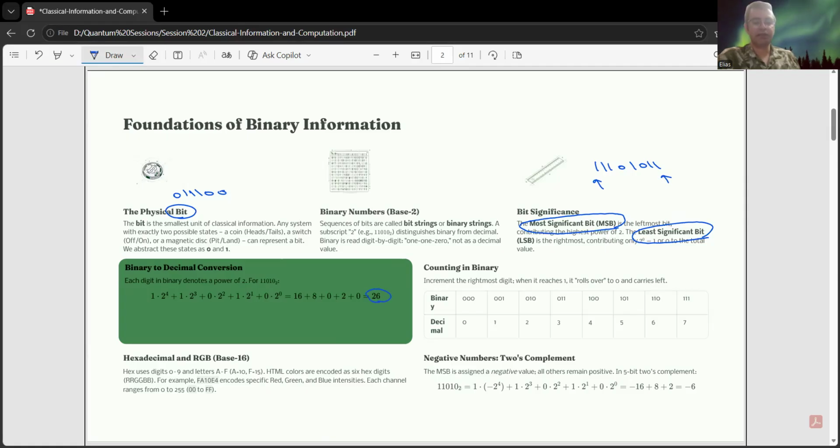Now, if I want to create 26 in decimal, that's pretty easy. Let's say I have this binary notation: 1, 1, 0, 1, 0. The first bit needs to be multiplied by 2 to the power of 0. The second bit needs to be multiplied by 2 to the power of 1. The third bit by 2 to the power of 2. The fourth bit by 2 to the power of 3. The fifth bit by 2 to the power of 4. And that is easy to understand now. And the result will be 26.